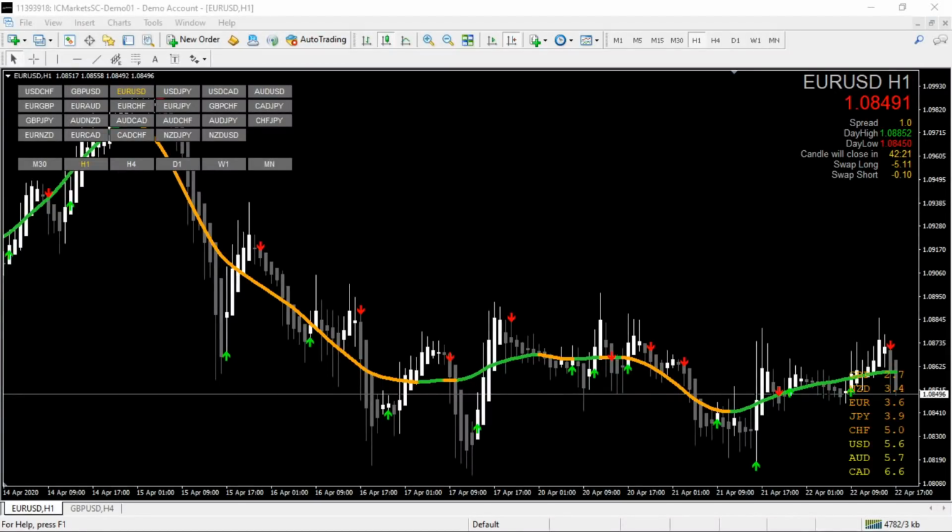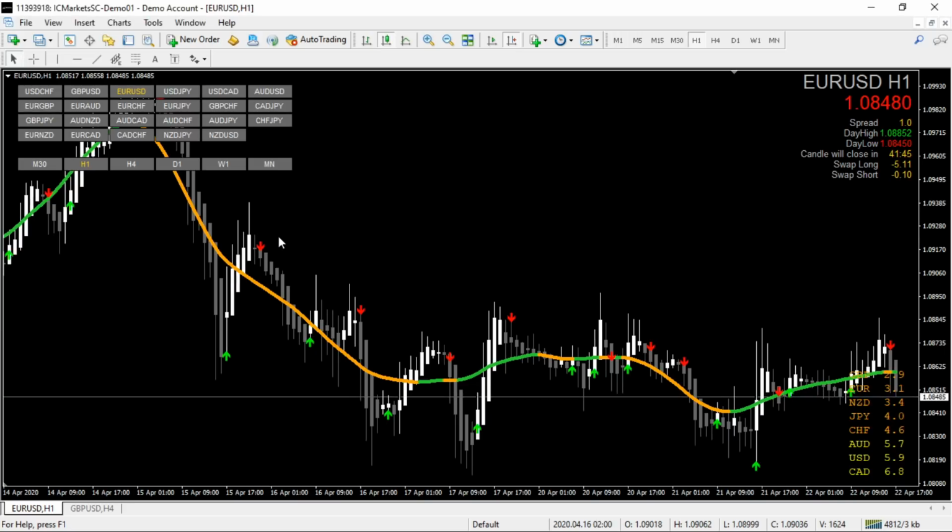Alright, now let's see how to exit a trade with this system. There are two ways. Option 1, you can wait for the next opposite arrow signal and close the trade. So for example, if you take this buy signal, you can exit the trade when you receive a sell signal right here. So you enter a trade here and you exit the trade here. Very simple.